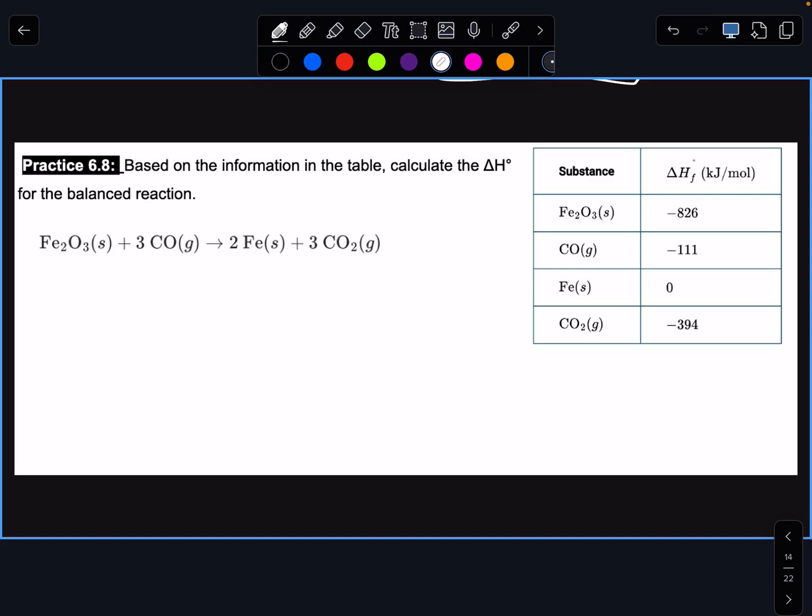Yeah. I'll come back. Yes. Good job. Oh, wait. Yours is backwards. It should be products minus reactants.